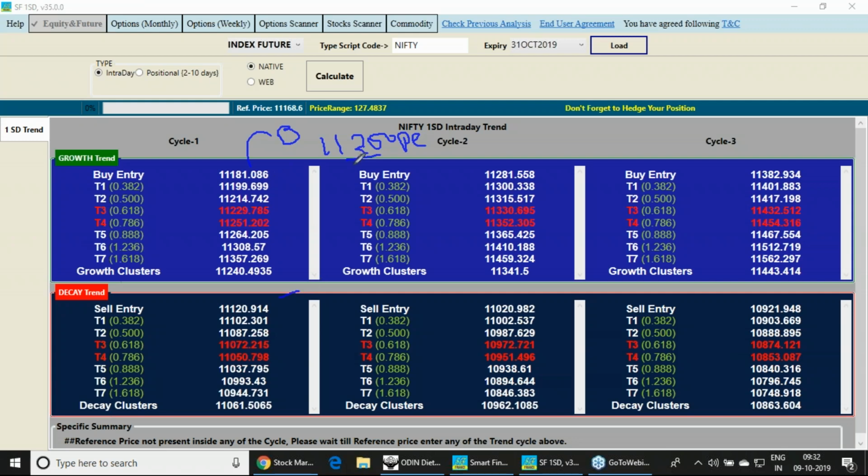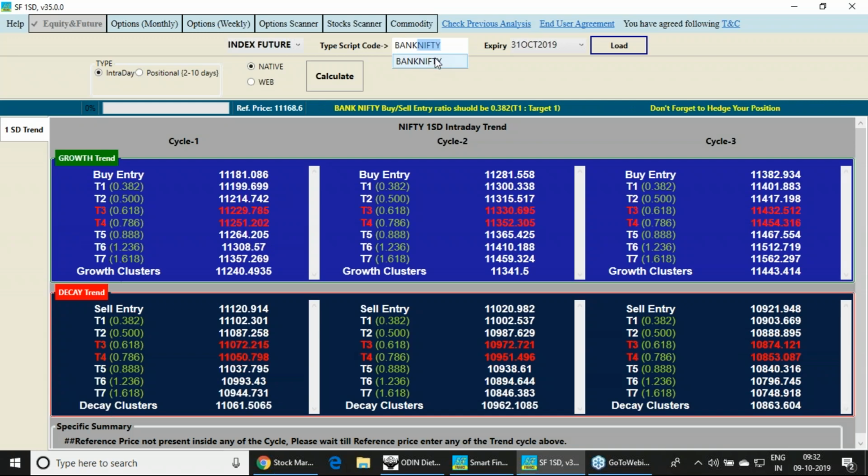If you are selling at 11,121, you must hedge it by buying a 11,100 call option. This is the simplest hedging technique. If you want to make it a little more complex, you can also write or sell some options. So this is the trend for the Nifty, and today we are currently at 11,168, 11,165, in that range. Wait for the trend breakout, then you can initiate.